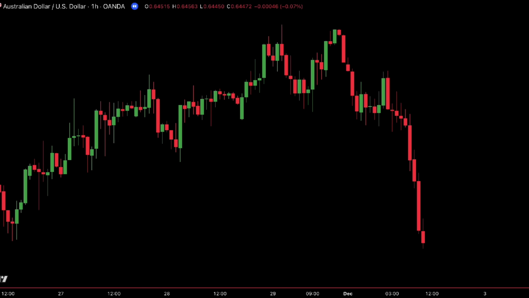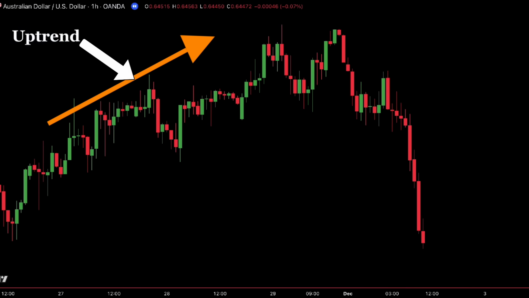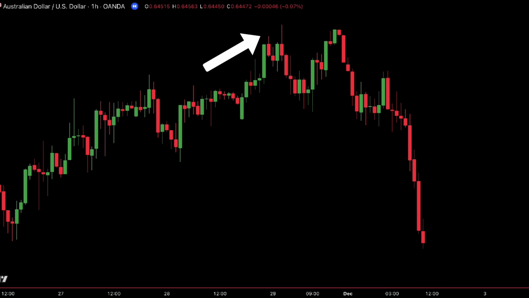Let's start with an uptrend that reverses into a downtrend with a double top pattern. The market is in a strong uptrend, forming higher highs and higher lows. Buyers are in control, and impulsive moves are stronger than retracement moves. Price makes a new high, then retraces, finding support at a higher low. Buyers step back in and push price up again.